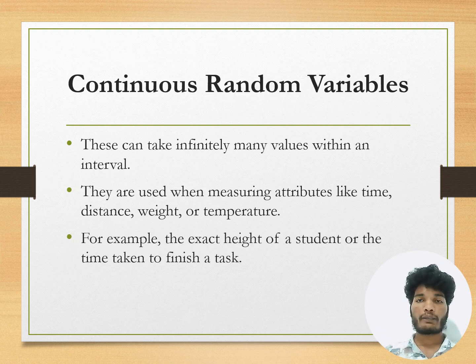Another type of random variable is the continuous random variable. These take infinitely many values within an interval. They are used when measuring attributes like time, temperature, distance, weight, moisture, etc. For example, the exact height of a student or the time taken to finish a task.